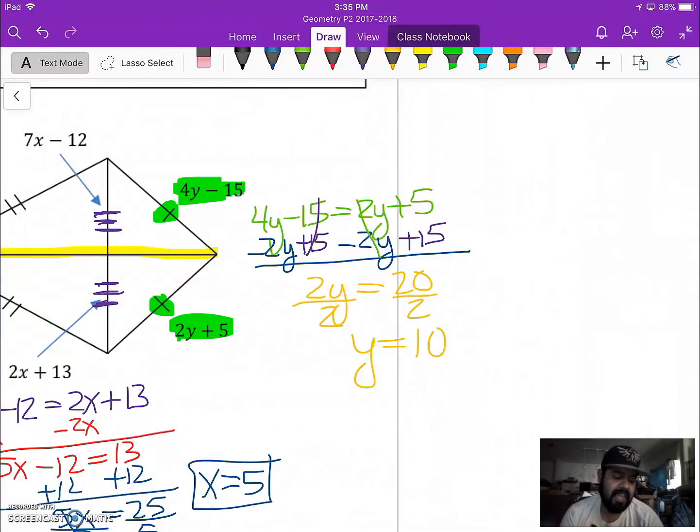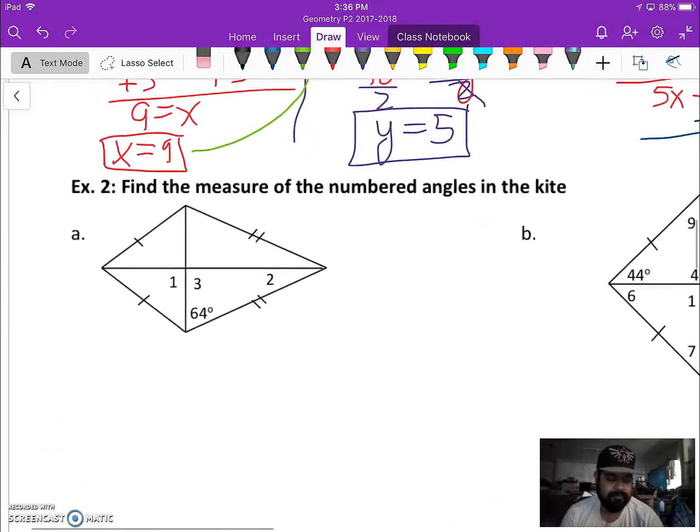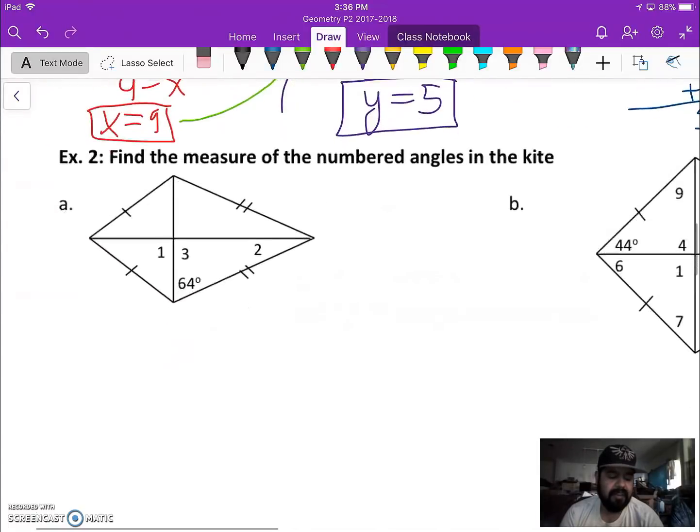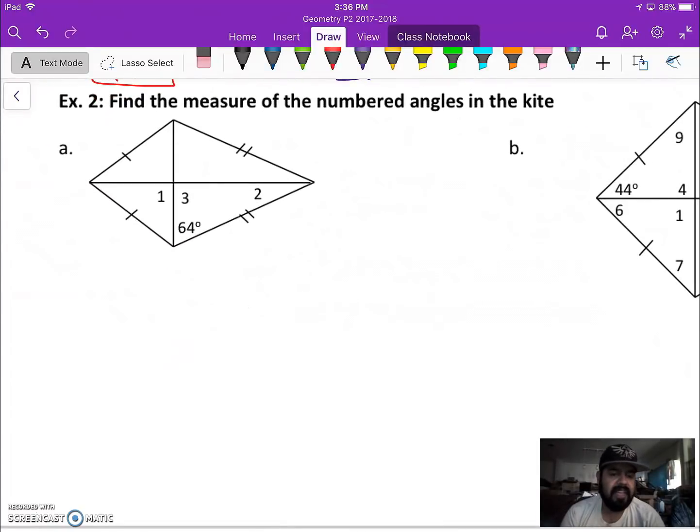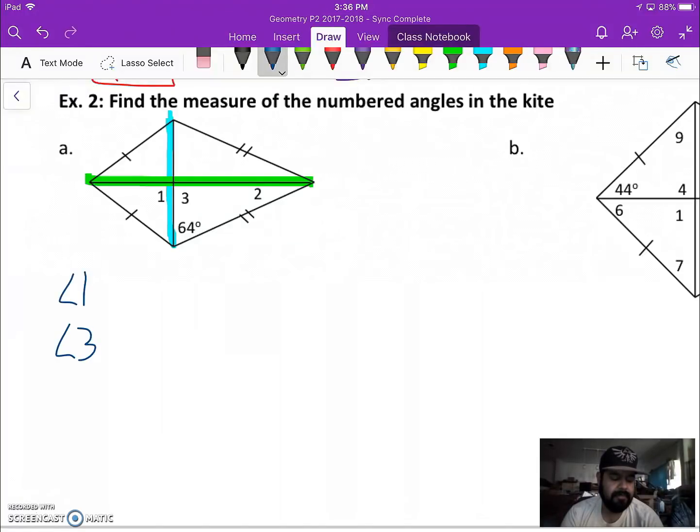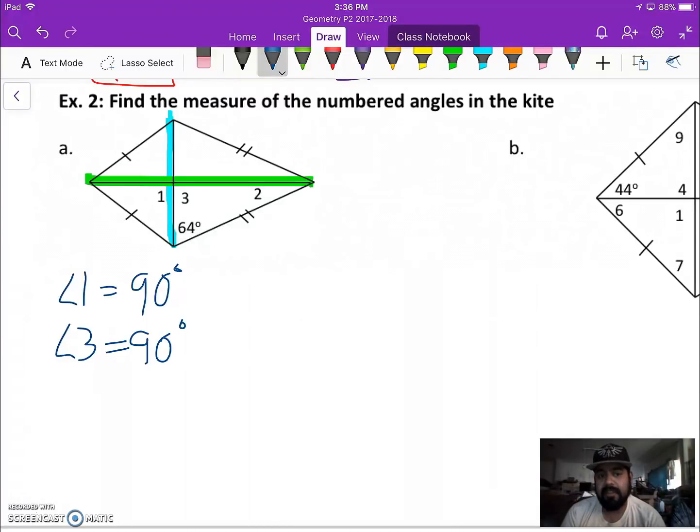Now let's talk about the angles. So right away, I know that the intersection of my diagonals creates a perpendicular angle, which means that angle 1 and angle 3 are both going to equal 90 degrees. That's not something that you necessarily have to show a lot of work for, but just know that fact.